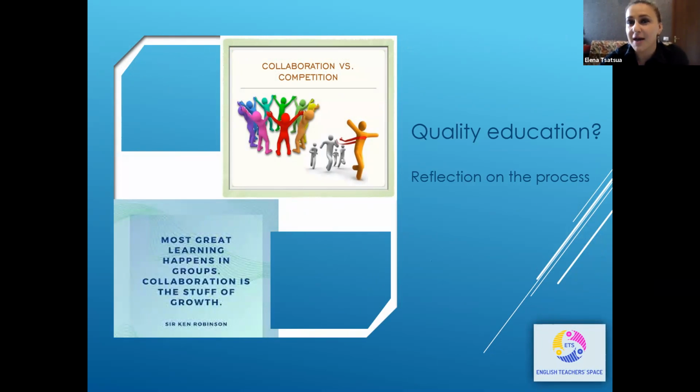And we often ask a question, what is quality education? And as for me, a quality education comes and is carried out through collaboration, not competition. And we need to reflect through collaboration. And as Sir Ken Robinson used to say, most great learning happens in groups. Collaboration is the stuff of growth.